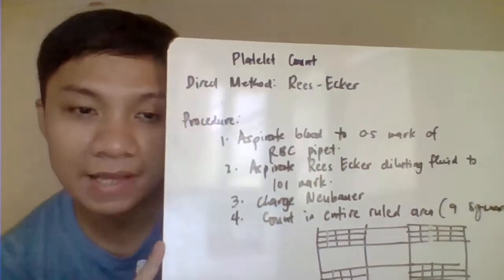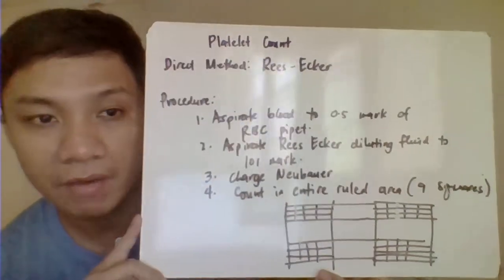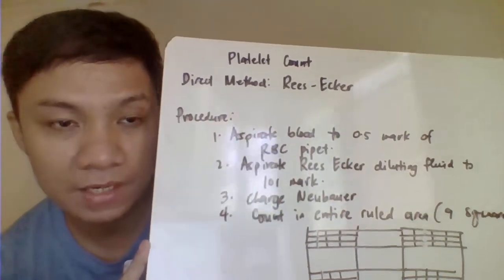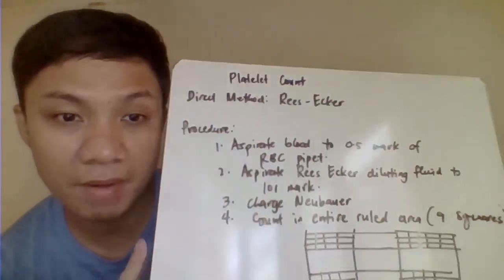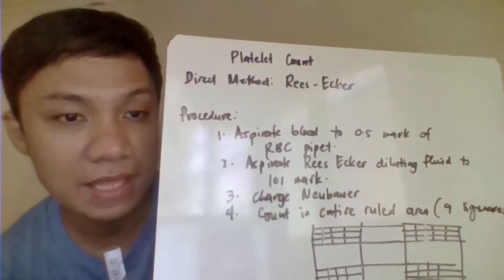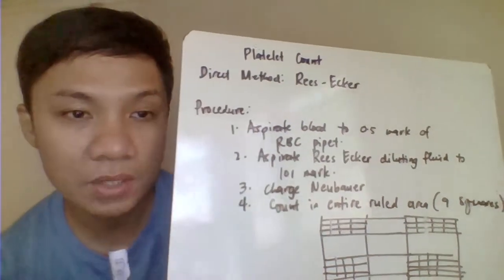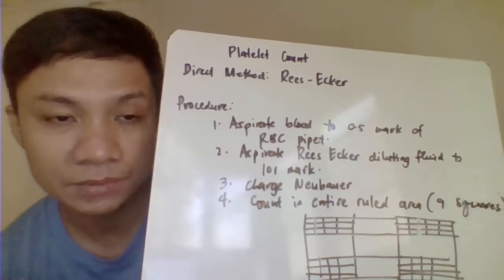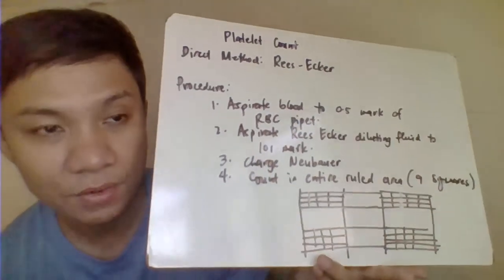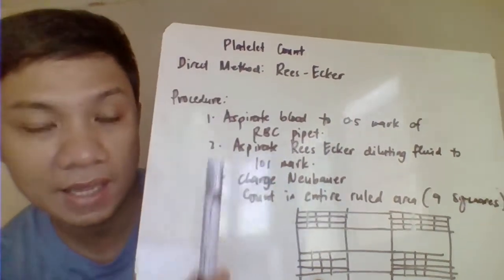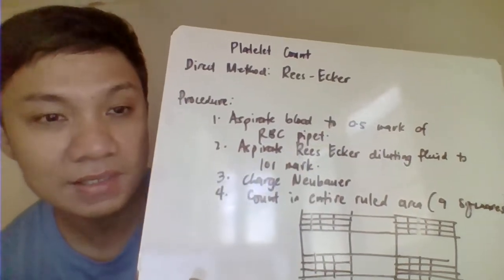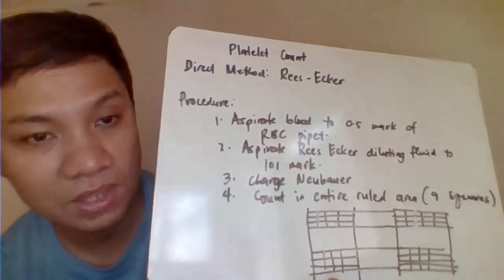Okay, so the next laboratory activity we have here is the platelet count. We can perform the platelet count by manual method or by automated instrument. For the manual method, we could have direct or indirect. For the direct method, we're using your counting chamber, your pipette, and the diluting fluid. For this activity, we have the direct method for the platelet count using the Rees-Ecker method.